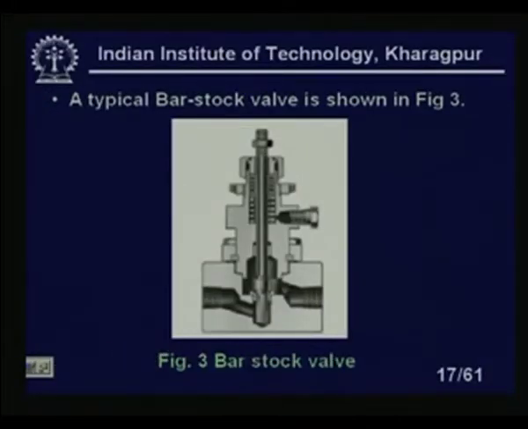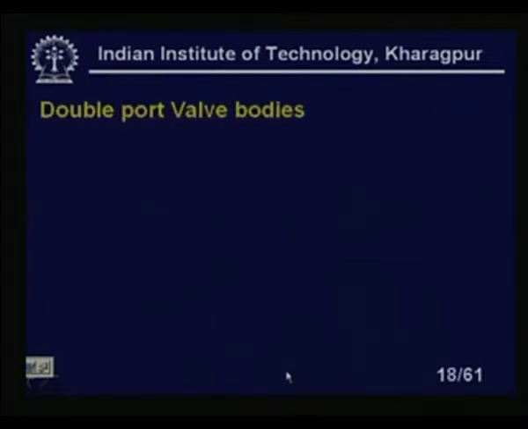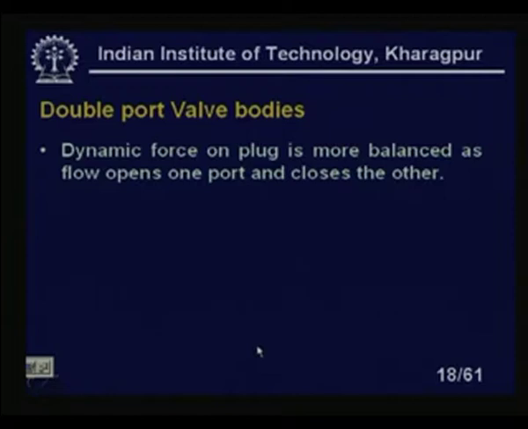A typical bar stock valve is shown in the figure. This is a bar stock valve, with the stem and spring, and you can see this is the bar, so we call it bar stock. You see here the flow is coming through here and going through this one, this is the inlet, this is the outlet. Double port valve bodies, we have already seen in lesson 38, so we will now look at details.